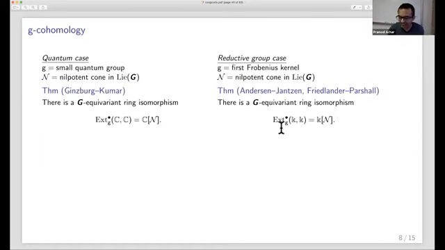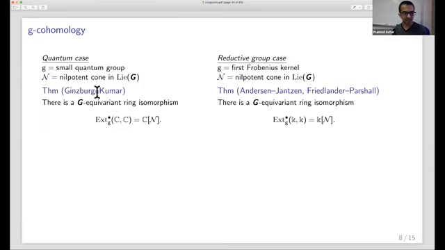Okay. So we're just talking about the first Frobenius kernel. Here are some classical results which Roman mentioned in his talk. I want to use lowercase g to mean the small quantum group in the quantum case, and I want it to mean the first Frobenius kernel in the reductive group case. And n is still the nilpotent cone in boldface G. So this theorem of Andersen-Jantzen and Friedlander-Parshall is from the 80s. The statement is that the Ext algebra of the trivial module over the first Frobenius kernel is naturally isomorphic to the coordinate ring of the nilpotent cone. And I want to remind you that one of the assumptions is that p is bigger than the Coxeter number, so this is not true when p is smaller than that.